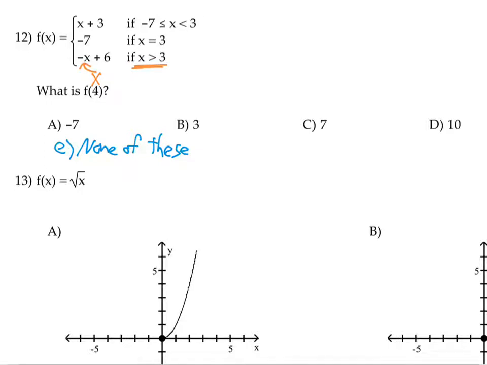Does that make sense? The directions on the right are telling you this is for greater than 3. If you have an x equal to 3, or an x between -7 and 3, you plug into the top one. Do you see what I mean? So we're going to plug the 4 into the bottom one because 4 is a number greater than 3. So when I plug in there, I get -4 plus 6, which is 2. So the answer is 2, and it's not here. So it's none of these. Does that make sense? Good there.